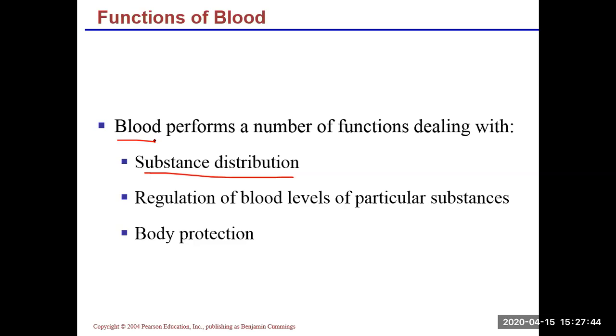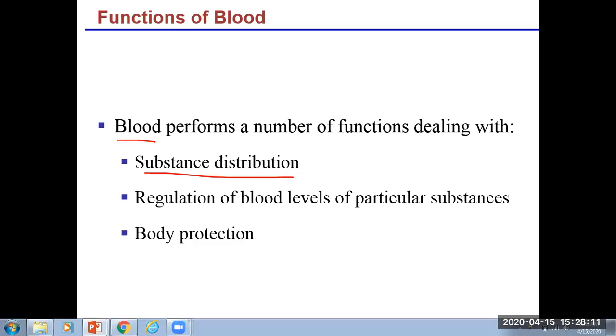People with kidney failure need to go to a dialysis center, so their blood goes into the machine, gets filtered and is returned back into the body. Hormones also can get distributed. The endocrine system uses blood to transport many of the hormones to the target cells. So again, we can see a lot of substance distribution taking place.